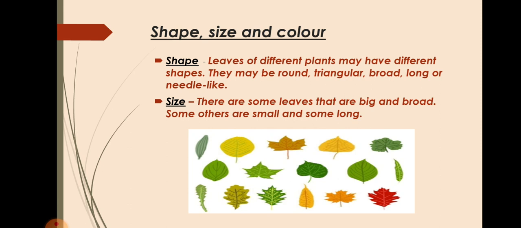Next is shape, size and color. Leaves have different shapes, sizes, colors and smells. In different plants, they may also vary in number. Shape. Leaves of different plants may have different shapes. They may be round, triangular, broad, long or needle-like. Size. There are some leaves that are big and broad. Some others are small and some long, as you can see in this picture.